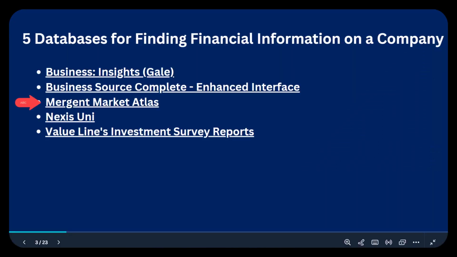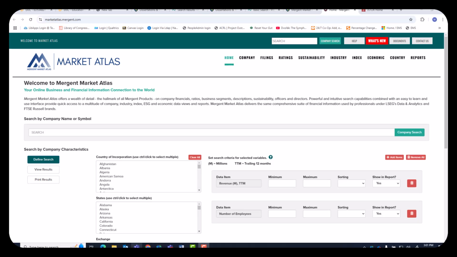The third database on this list is Mergent Market Atlas. Mergent Market Atlas offers a wealth of detail on company financial data and analysis, ratios, business segments, descriptions, sustainability, that's ESG, officers and directors, plus SEC filings. Mergent Market Atlas has 50,000 publicly traded companies in its database.